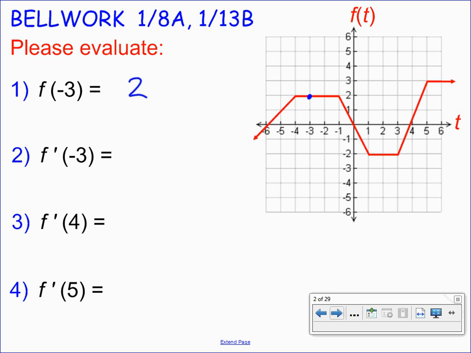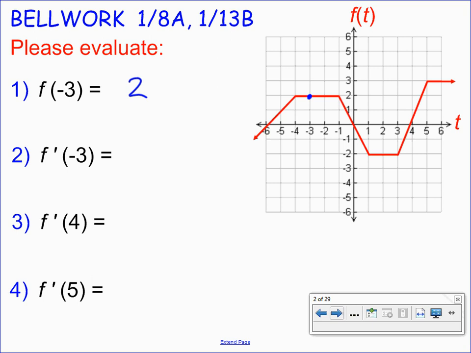Great. f prime of -3 is a distinctly different question. That's not asking the y coordinate of the function at x equals -3, but rather the value of the derivative f prime when x equals -3. And we know that f prime represents the slope of my original function anywhere along it. So go ahead and state the value of f prime of -3 when I call on you.